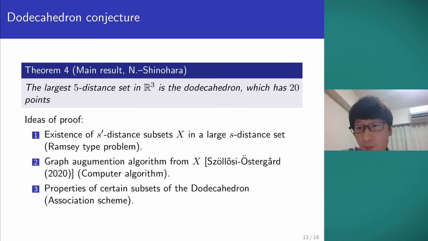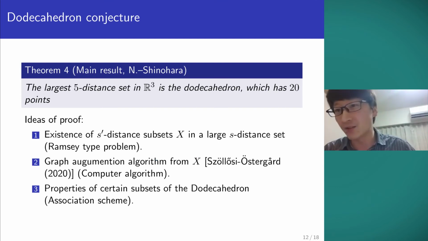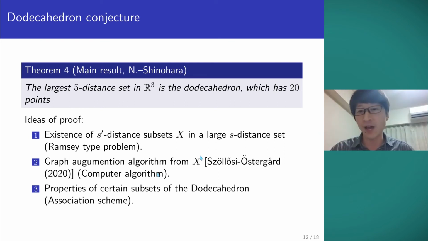And by the method of Szöllősi and Östergård, as we introduced, by using their method, we can give a graph augmentation algorithm from X. So for this S-distance set, we can determine whether we can add a point to X while maintaining the S-distance set.